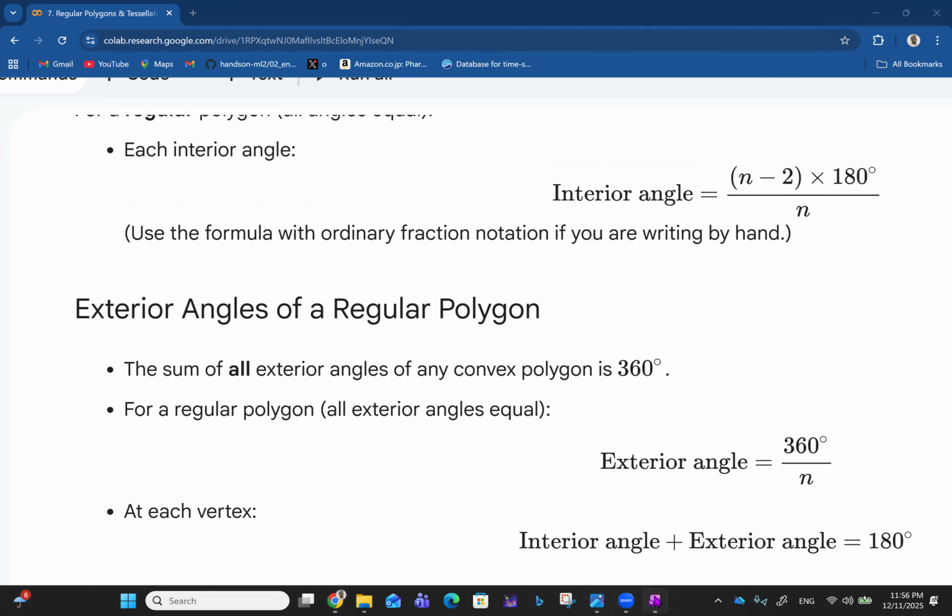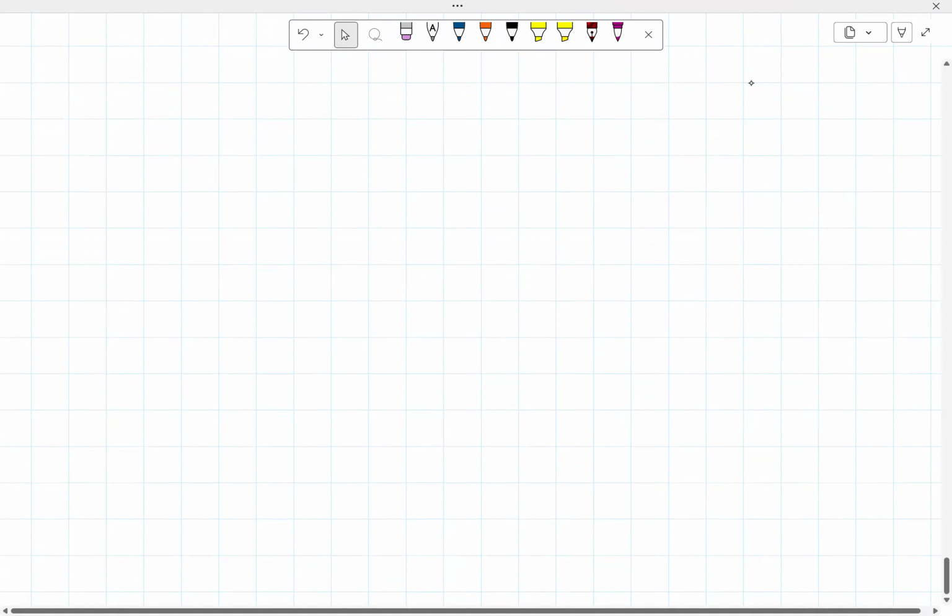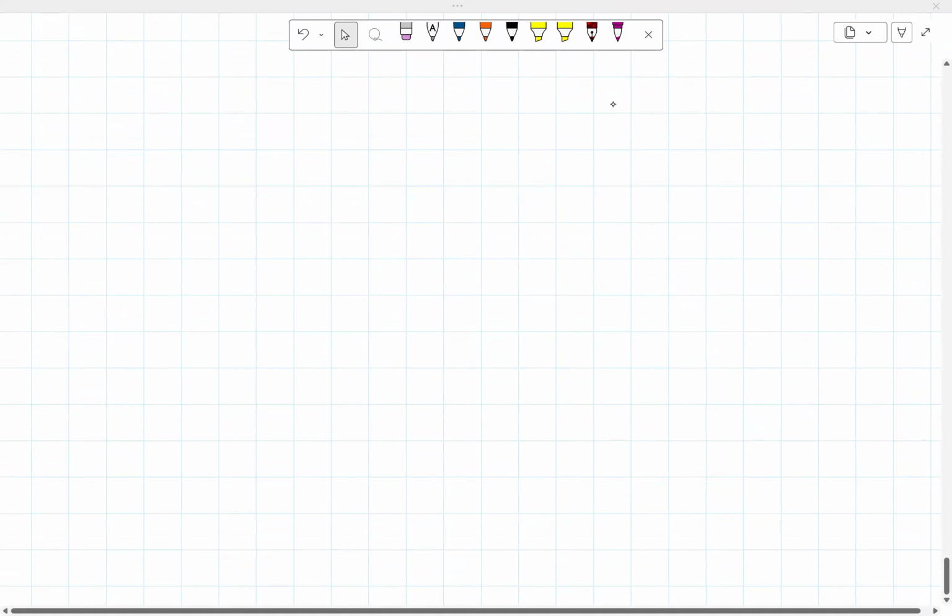So this is really important for us to understand. So now look at this. Now I want to talk about exterior angles, as you have seen. So we're talking about exterior angles.